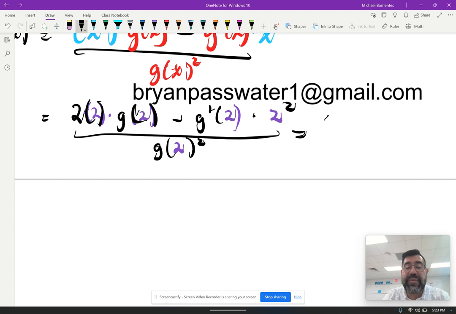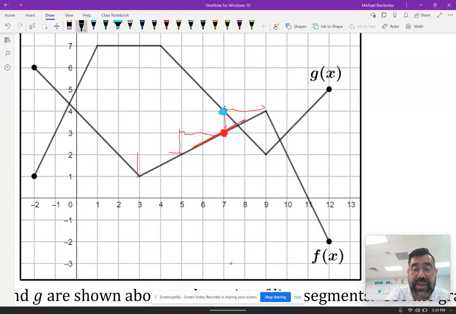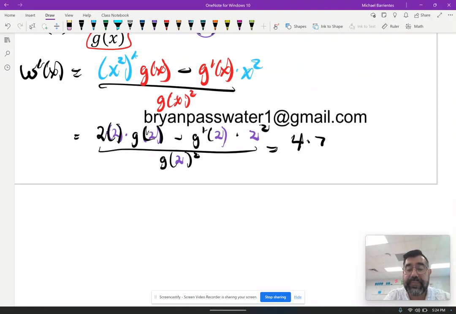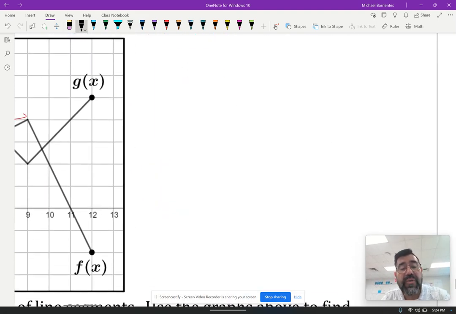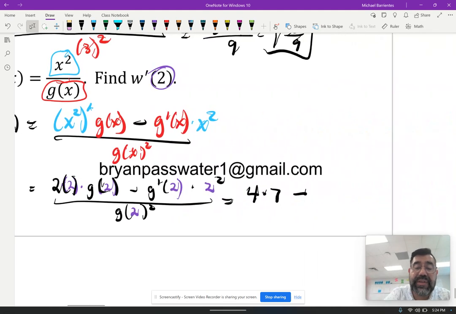2 times 2 is 4 times g of 2. So we're looking for the y coordinate at x equals 2 for the function g. For the function g, that would be this one up here, and that looks like it's 7. So the function value of g at x equals 2 is 7. Awesome. Minus, that's a multiplication dot, g prime of 2. Well, g prime of 2 is the slope at x equals 2. Well, the slope at x equals 2 is 0. So therefore, that was easy.